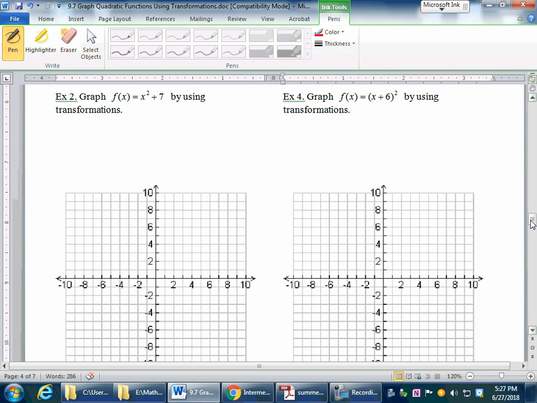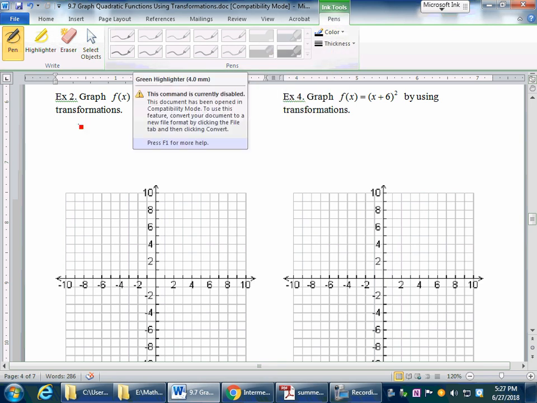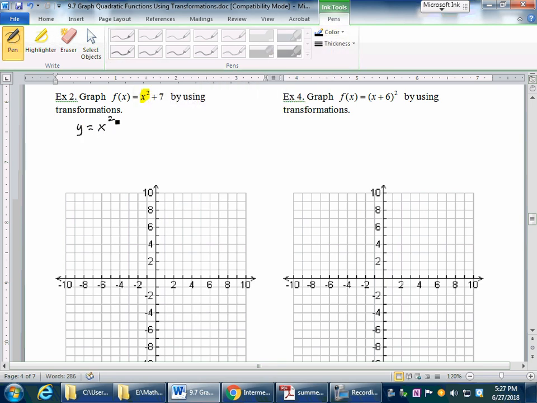And you can see that this time I'm adding 7 to x squared. So the whole graph is going to be shifted up 7 units. My parent's graph is basically y equals x squared, and then x squared plus 7. So you notice that this y value got added by 7, so it'll be shifted up 7 units.